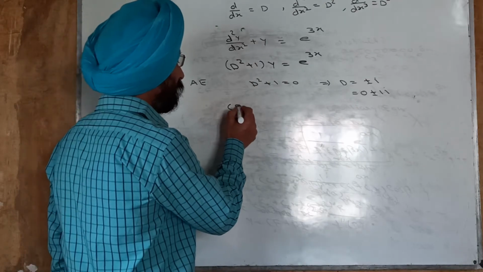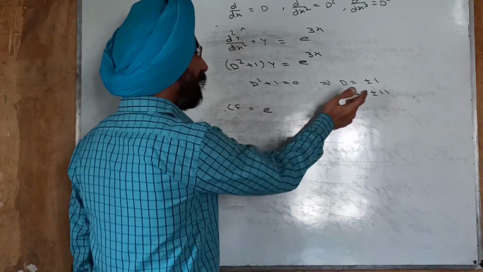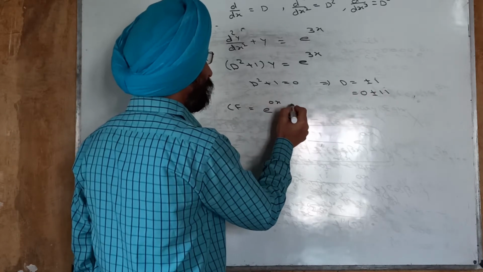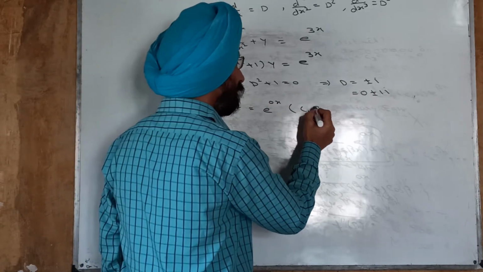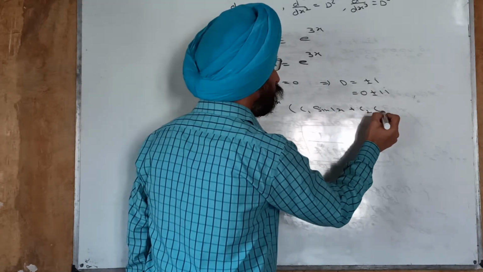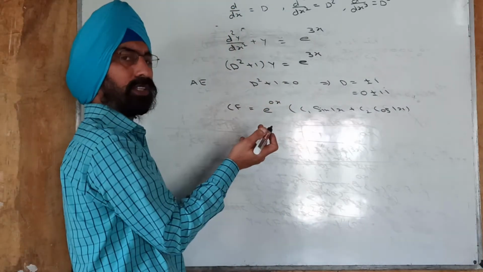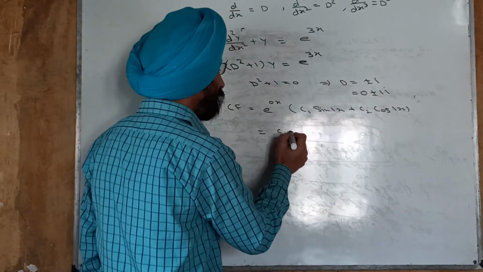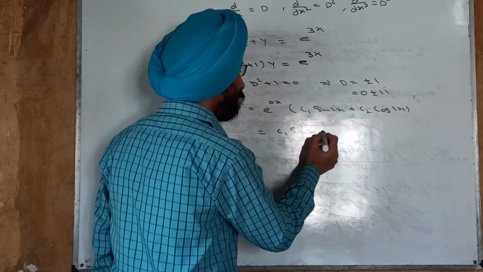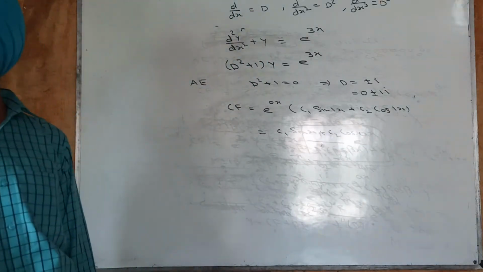So the complementary function will be e^(αx), that means e^(0x), times (C1 sin 1x + C2 cos 1x), since β is 1. e^(0x) is e^0, that means 1. So you will be left with C1 sin x + C2 cos x. This will be the complementary function.